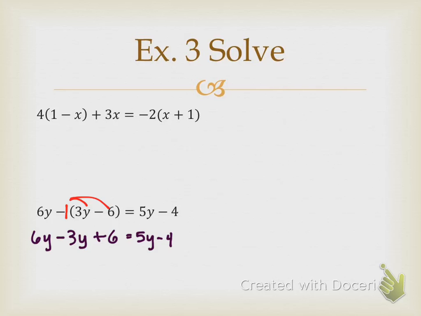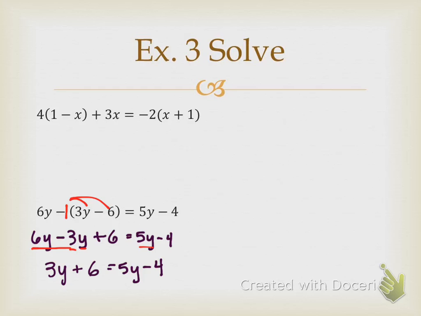I need to combine like terms. My like terms are 6y, negative 3y, and 5y. Well, I'm going to combine the ones that are on the same side first. So what's 6y minus 3y? 3y. Okay, what would you like to do now?